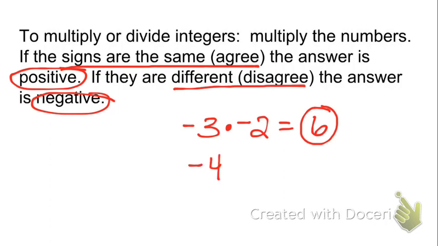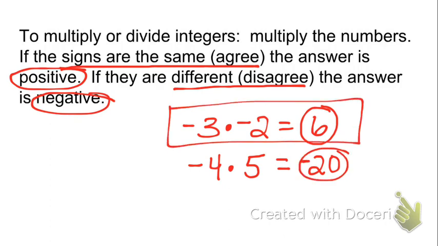So negative 4 times positive 5. First we multiply. 4 times 5 is 20. And they disagree. One is negative, one is positive. So our answer is negative. Okay? It's plain and simple. If they agree, then the answer is positive. If they disagree, the answer is negative.